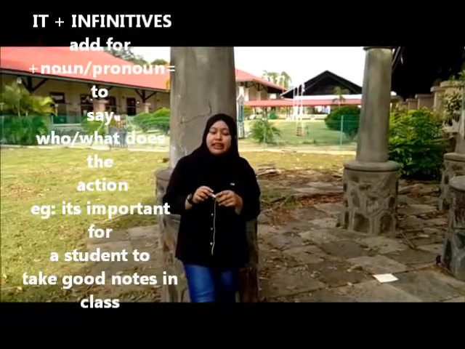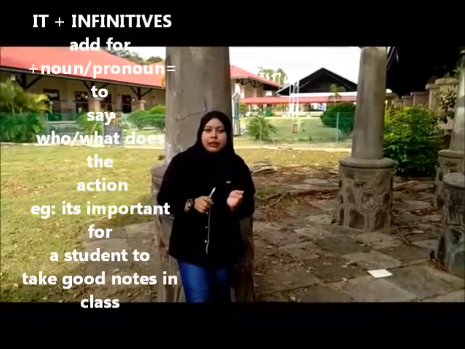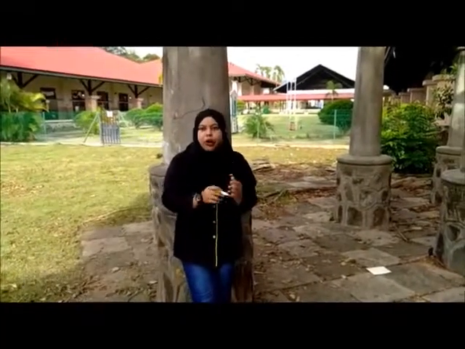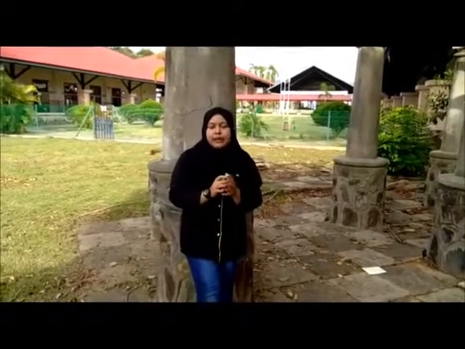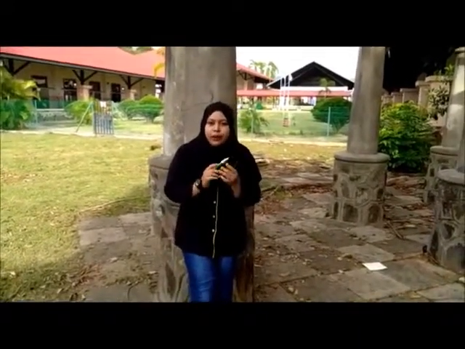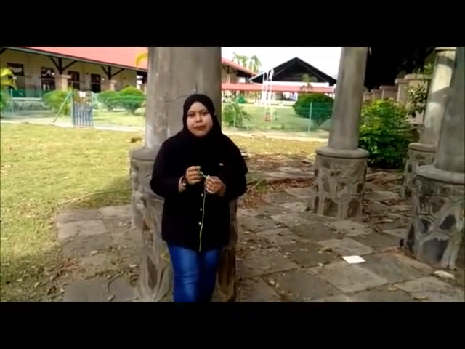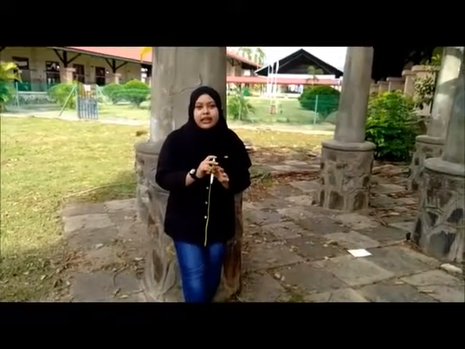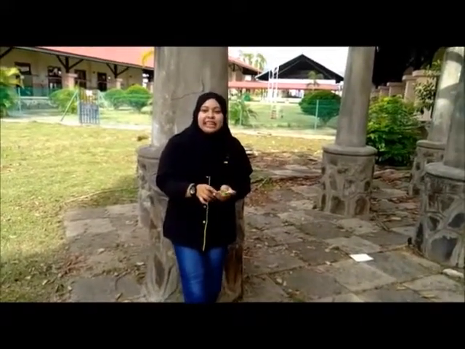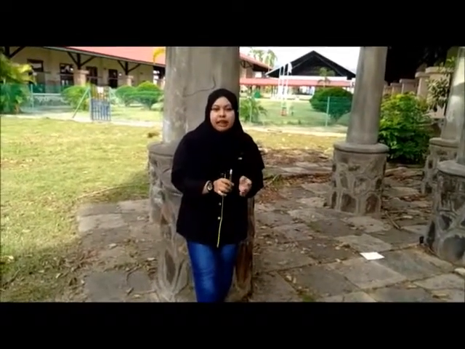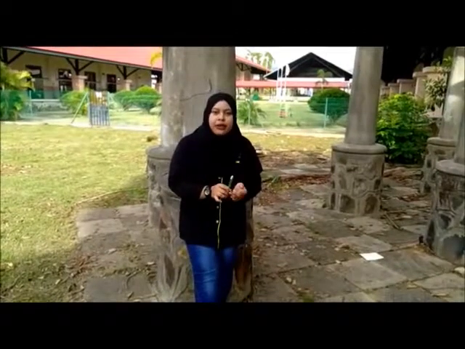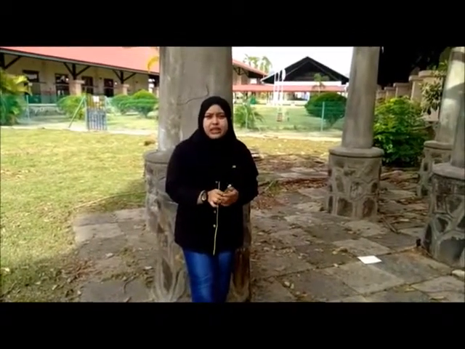I will continue the presentation. I will teach you a little bit about it plus infinitive. We commonly use it plus infinitive and often add for plus noun or pronoun to say who or what does the action. For example, it is foolish for Alice or her to procrastinate. It must be in front, followed by a noun or pronoun, Alice or her, and the infinitive to procrastinate.